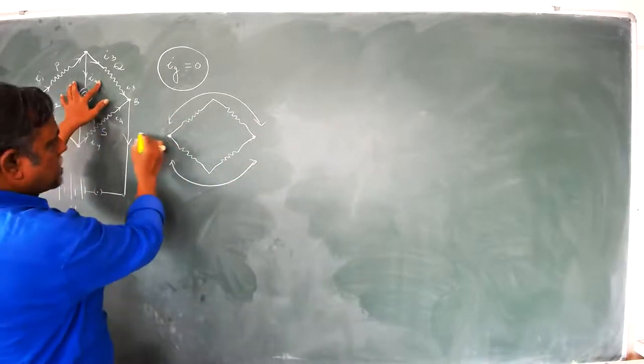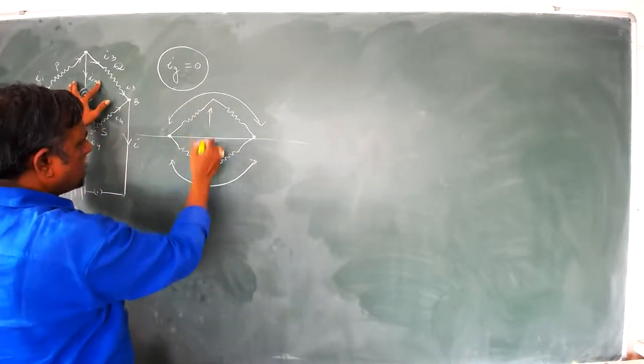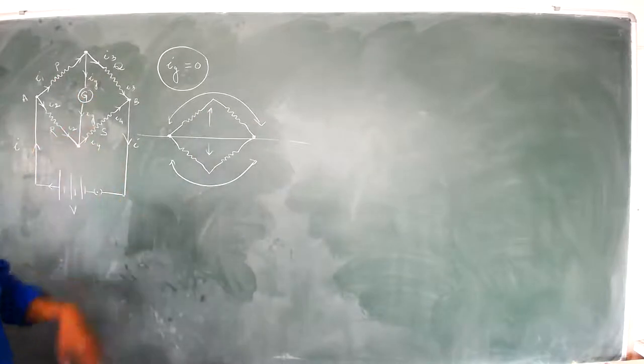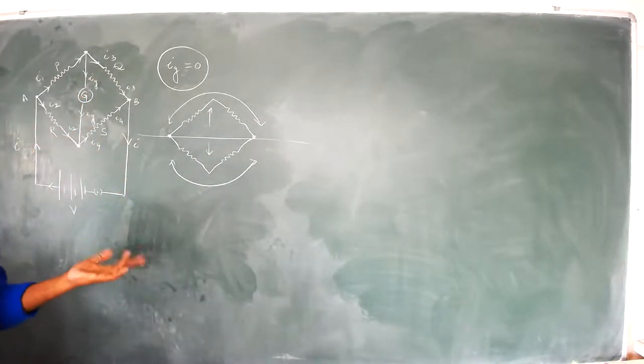This is the parallel combination. So this and this, these two are in parallel. Directly, we can apply that and find out.